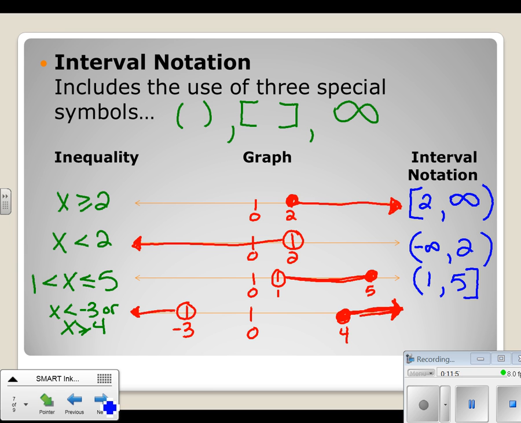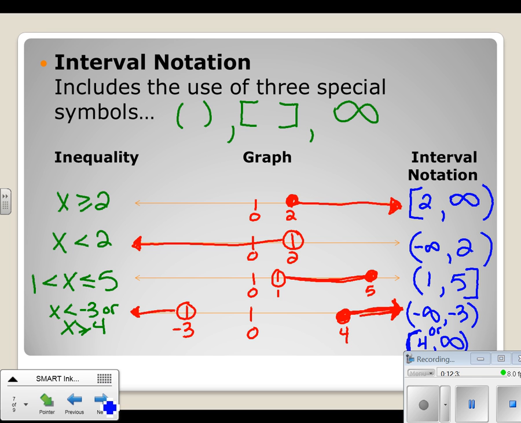And then with the OR compound inequality, negative infinity, remember we use a parenthesis with infinity, and that goes to -3, and that would have a parenthesis because it's open. And then we write OR, and we have a bracket, 4, and then to infinity with a parenthesis.